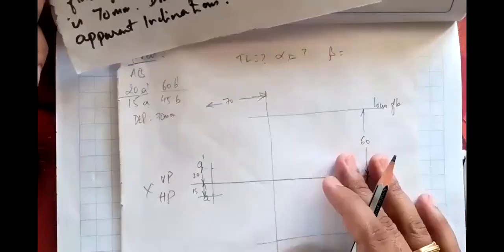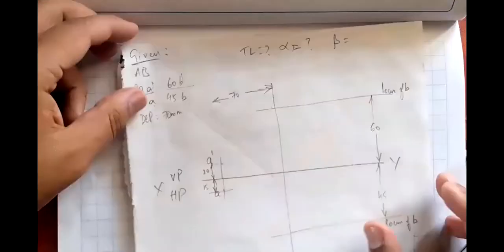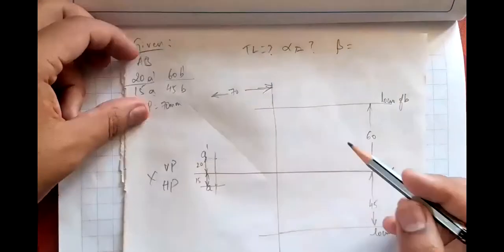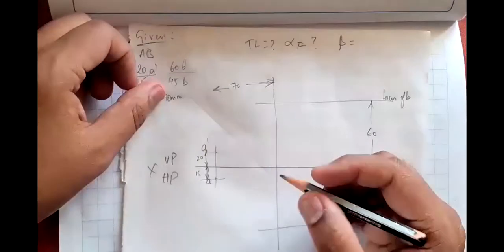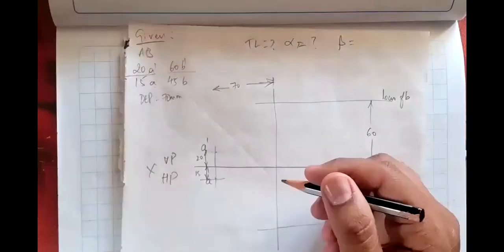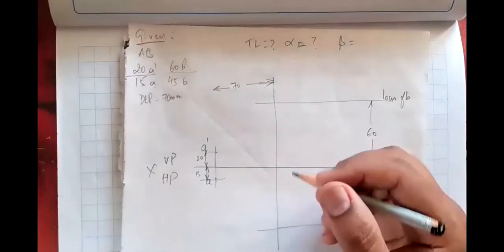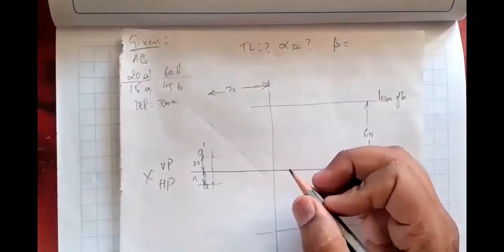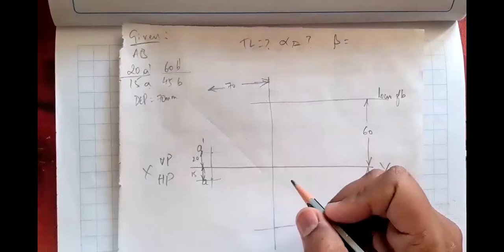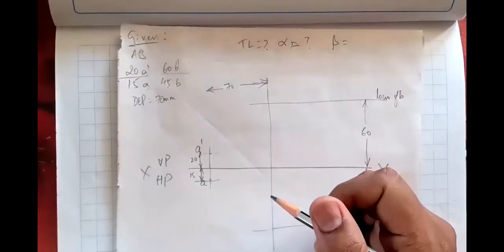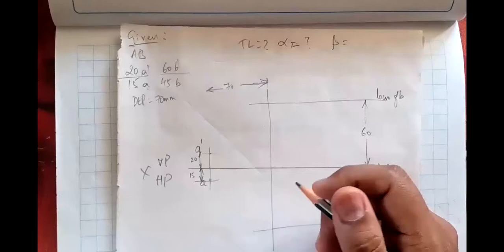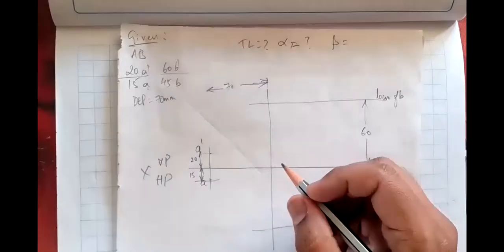Got it? All given numbers in the problem I have completed here. The projections I have completed: A dash A and 60, 45, 70. Can anybody unmute and tell me what we have got here? Any other conditions we have got? Directly? Front length and top length. Front view and top view.